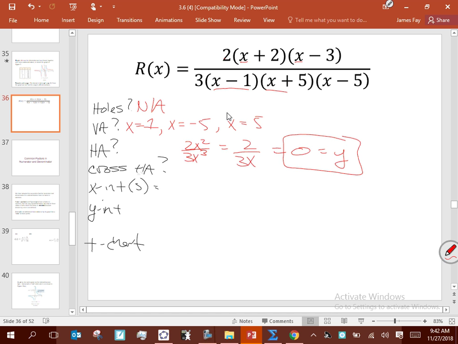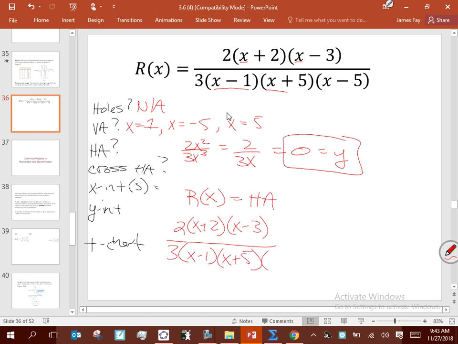Okay? So if I want to see if I cross it, that means set y equals 0 and r of x equal to one another, right? So we're looking at setting r of x equal to my horizontal asymptote. Okay, so r of x is 2(x plus 2)(x minus 3) over 3(x minus 1)(x plus 5)(x minus 5) equals 0, right? That's my 0, my horizontal asymptote. I'm asking myself, do I cross this thing? Well, how do I start solving that equation?